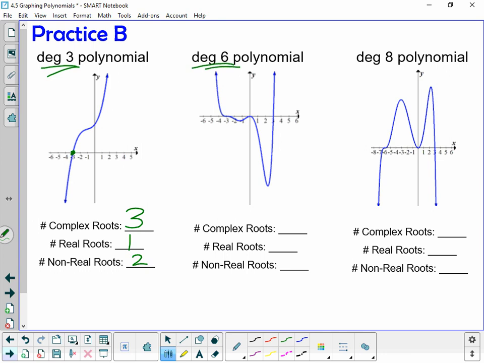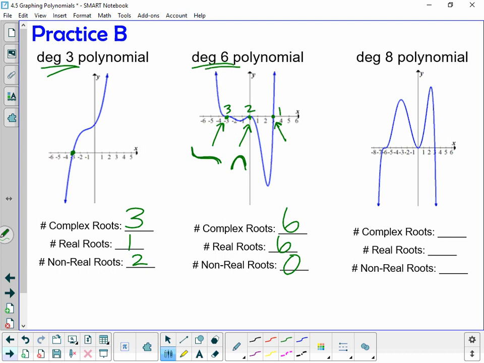This is a degree 6 polynomial. I know it has 6 complex roots. I can see 1, 2, 3, 4, 5, 6 of them. So this one has no real roots. Now again, I knew this one was multiplicity 3 because it has that terrace behavior. I know this one is multiplicity 2 because it has that tangent behavior.